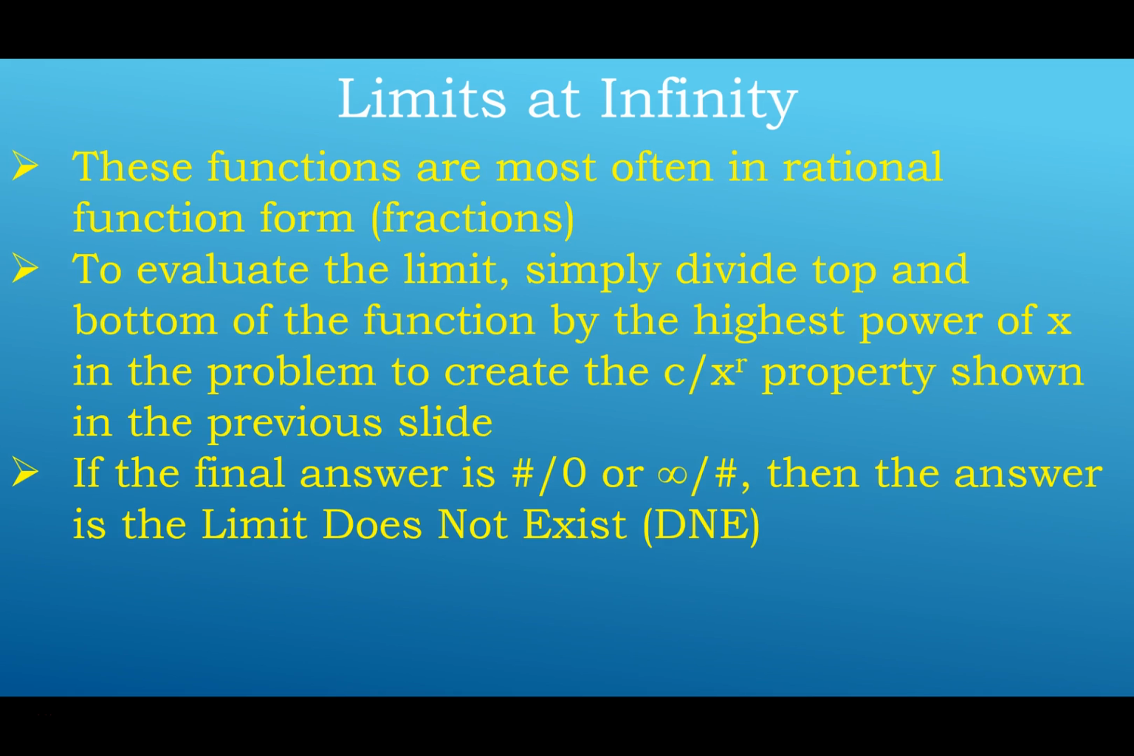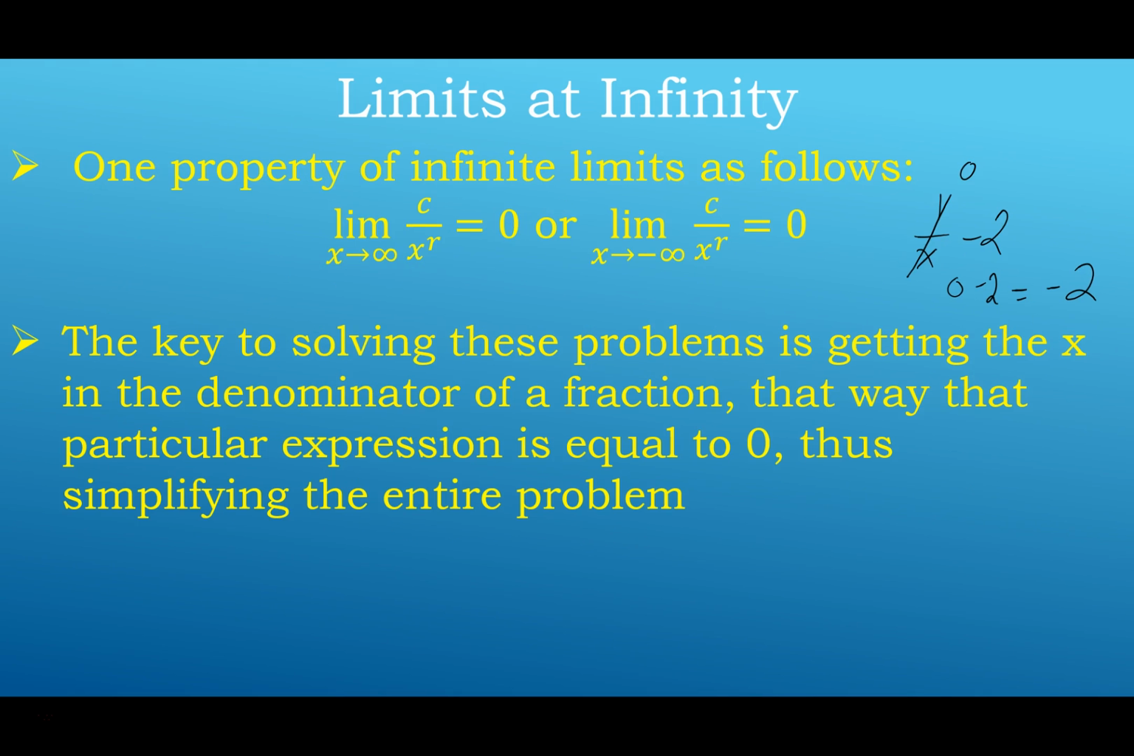So the whole goal for most of these functions, since they're rational functions, is to create the c over x to the r property that we talked about. This allows us to deal with something very nice. Now, if the answer is just a number over 0 or infinity over a number, then it still does not exist. That holds true still. We can't lose that property. But the whole key is to get problems where we have a number over a variable. That's the key for all these problems as x approaches infinity.